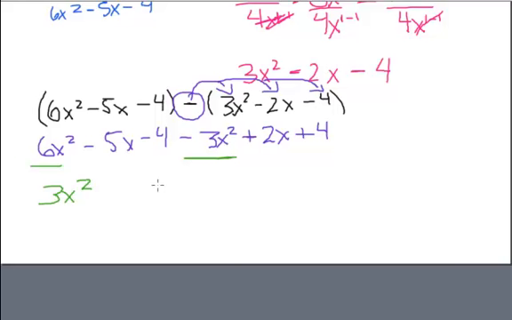Okay, now let's collect our x's. There's a negative 5x there, and a positive 2x there. So negative 5 plus 2 is going to give me negative 3x. And then I have a negative 4 here and a positive 4 here. Negative 4 plus 4 is just 0, so we don't even have to write that. And you can see that this here is our final answer.